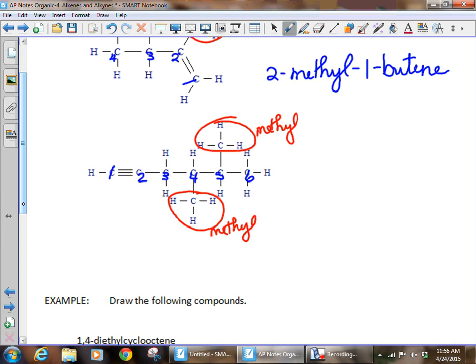So we have 4, 5 dimethyl. Tell where they are and then how many. 4, 5 dimethyl. And this is a 1 hexyne because it's a triple bond. So that's the name for this compound.